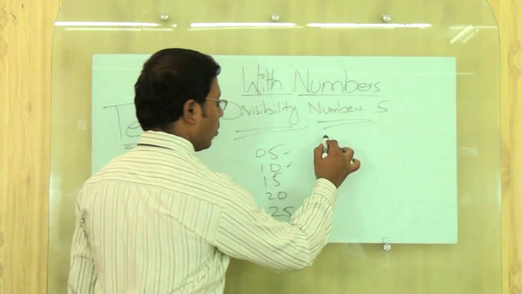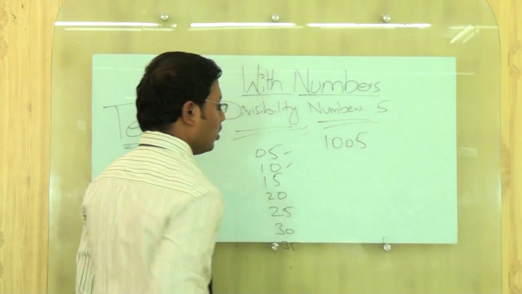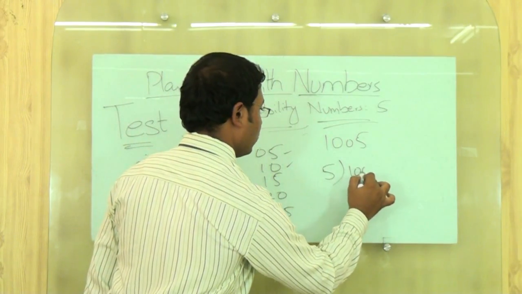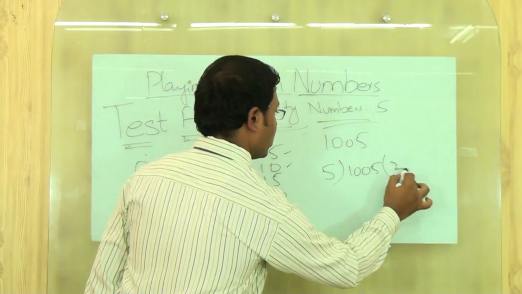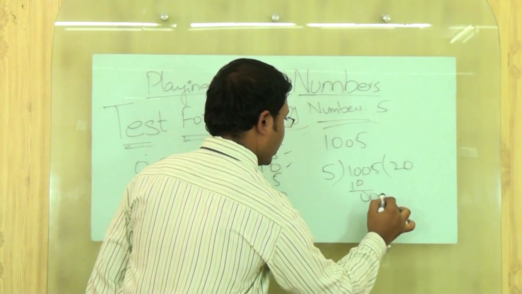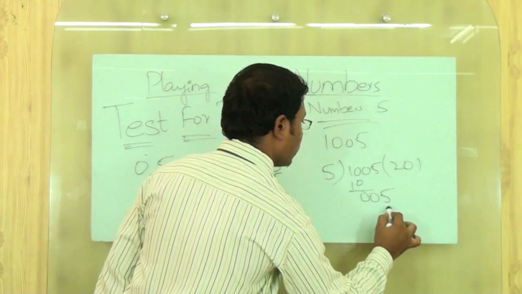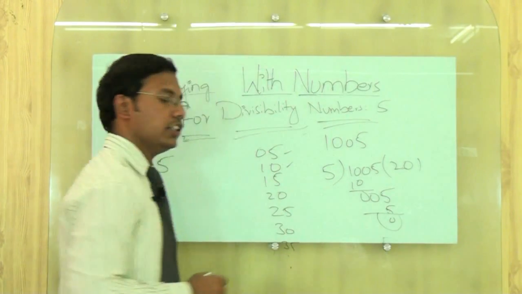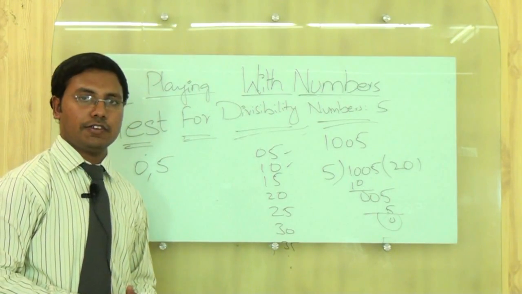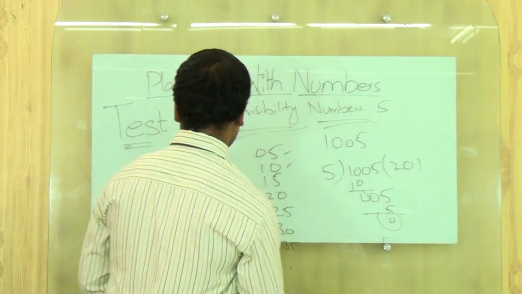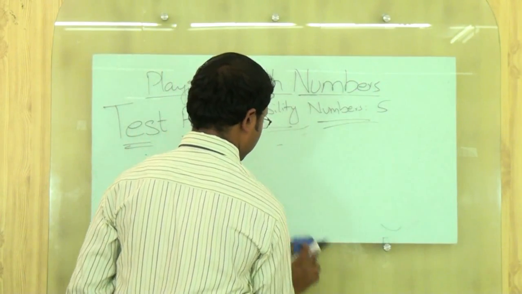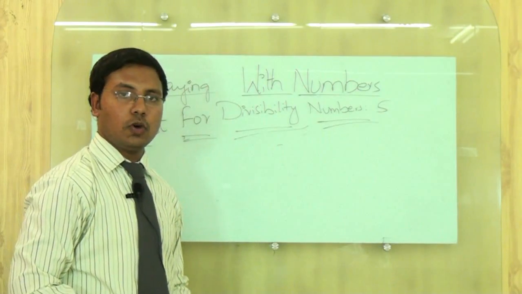If you take the number 1005 and check the condition here, 1005 with 5: 5 twos are 10, 0, again 0 here, 0 here, take 5 here, 5 ones are 5, remainder 0. Hence the condition is proved here. Hence the number 1005 is exactly divisible by 5. So the condition for the divisibility test for 5 is that the units place should consist of either 0 or 5.